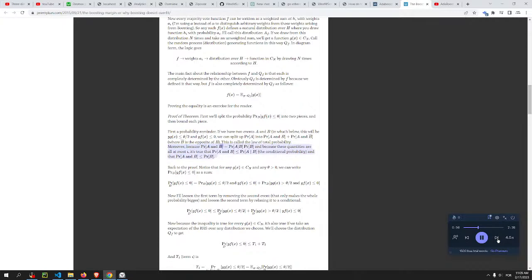Moreover, because Pr[A and B] equals Pr[A|B]Pr[B], and because these quantities are all at most 1, it's true that Pr[A and B] is less than or equal to Pr[A|B], the conditional probability, and that Pr[A and B] is less than or equal to Pr[B]. Back to the proof.